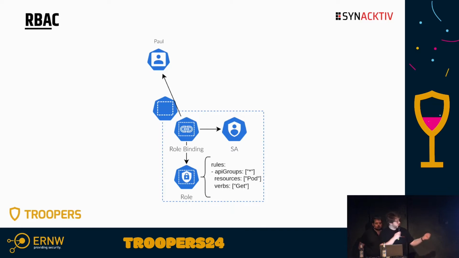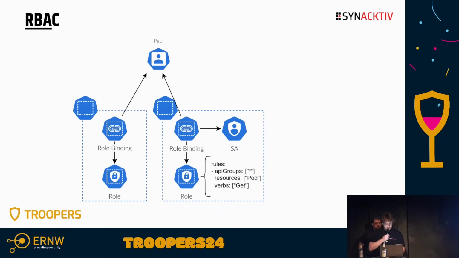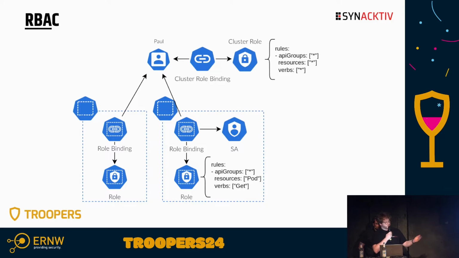So service account, external user. You will also have other namespaces, with their own role and role binding. And you will also find cluster role and cluster role binding, which function as their namespace counterparts, but at a cluster level, granting privilege everywhere.